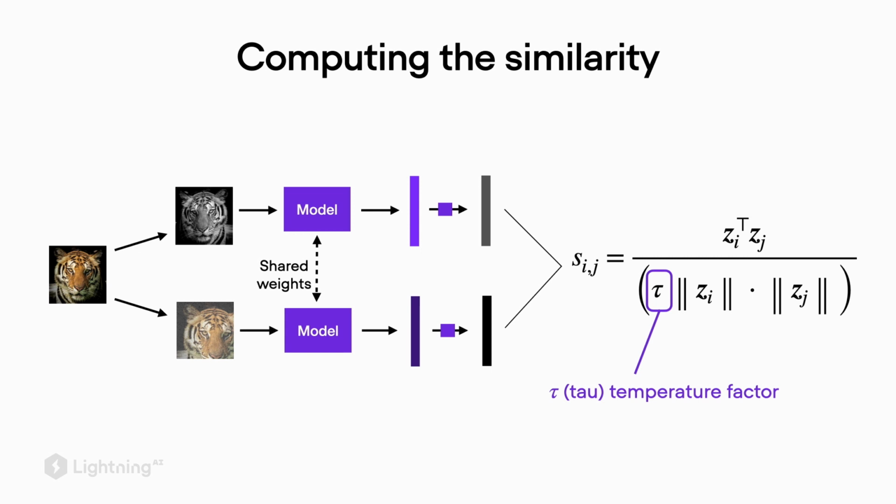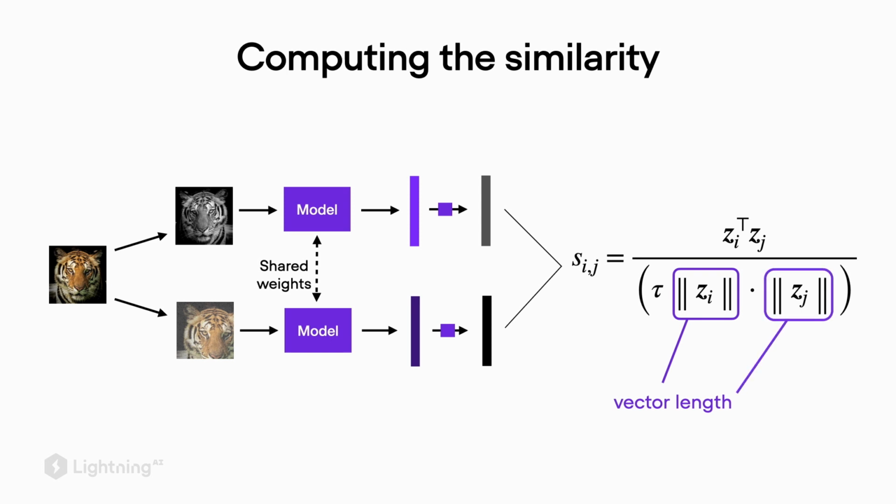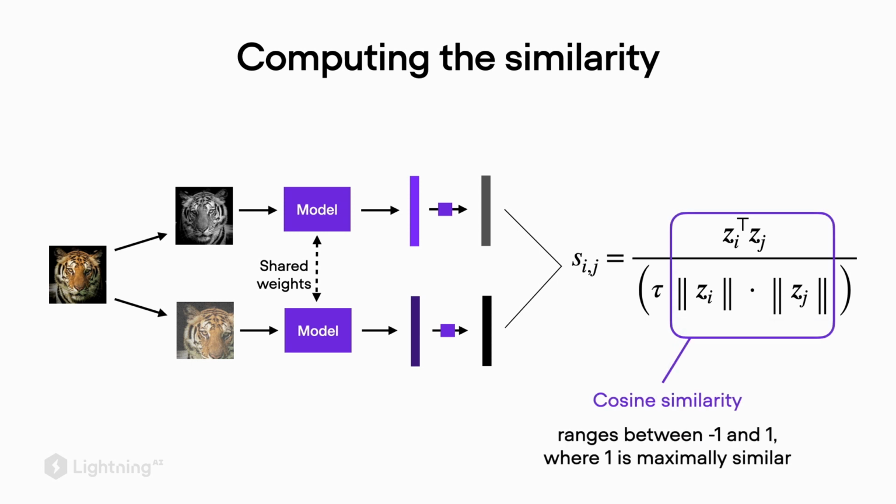The denominator consists of this tau term, which is the so-called temperature factor. It's basically a value to scale the denominator. And then here we have the vector length of the embedding of input image i, and similarly the vector length of the embedding of image j. If you look at this term that I highlighted here, this may be familiar to you. It's actually the cosine similarity if you're familiar with linear algebra. The cosine similarity is essentially an angle between two vectors. It's the dot product divided by the lengths of the vectors. So in other words, the similarity metric that we use in SimCLR is the temperature scaled cosine similarity.